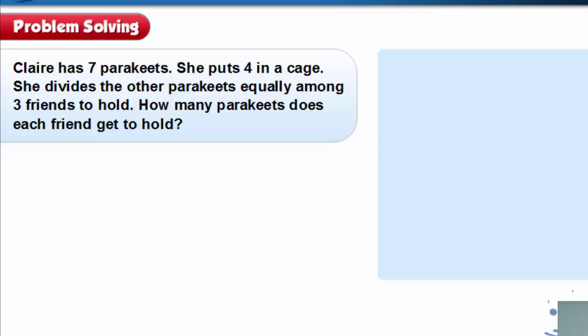All right, let's look at this problem. Claire has 7 parakeets. She puts 4 in a cage. She divides the other parakeets equally among 3 friends to hold. How many parakeets does each friend get to hold? First of all, what am I being asked to find? I'm being asked to find how many parakeets each friend gets to hold, right? So my answer is going to be in a number of parakeets. What is the important information? There are 7 to begin with. She puts 4 in a cage, and then she has 3 friends that are going to hold the others.